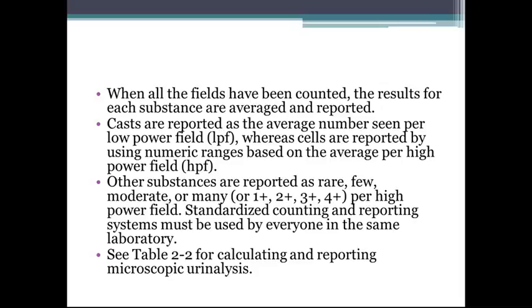Casts are reported as an average number seen per low power field, whereas cells are reported by using a numeric range based on the average per high power field. Other substances are reported as rare, few, moderate, or many. Sometimes we will report it as 1 plus, 2 plus, 3 plus, 4 plus per high power field. And a standardized counting and reporting system must be used by everyone in the same laboratory.